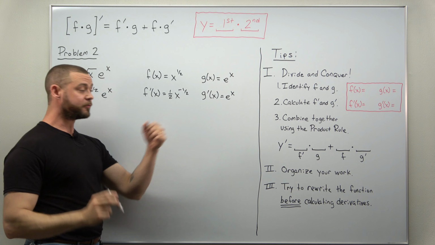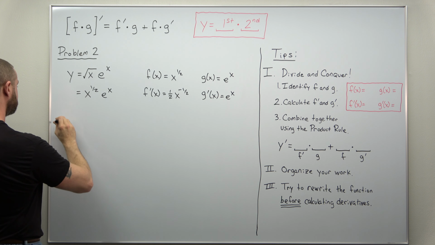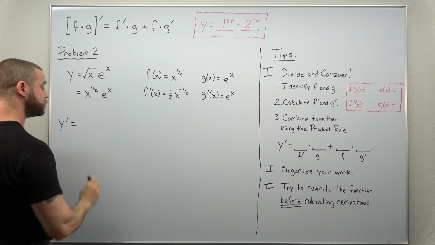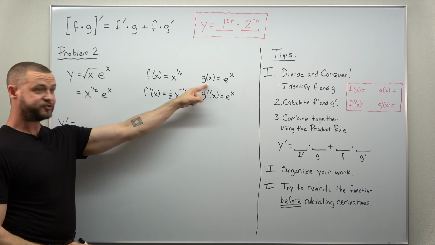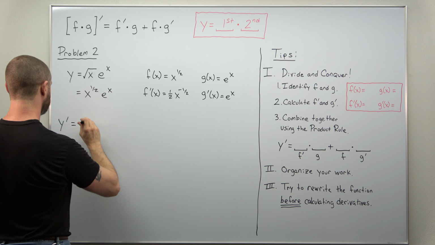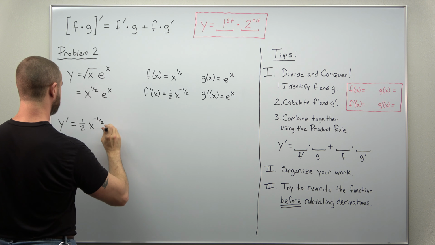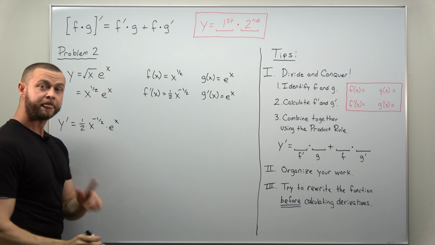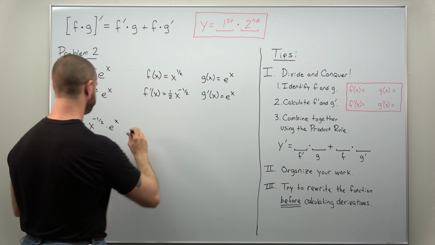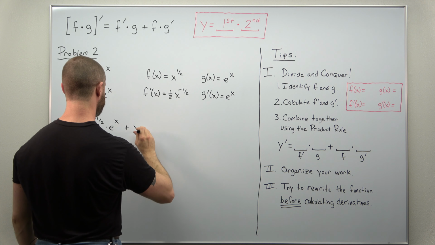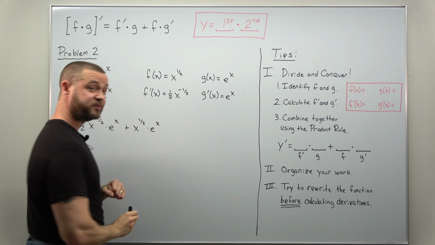We just need to combine everything back together in the third step for divide and conquer, and we'll get the derivative, y prime. All right, if we go ahead and put the pieces together, we have f prime times g, so 1/2 times x to the negative 1/2, times e to the x. And then we add to that f times g prime. So x to the 1/2 times e to the x.